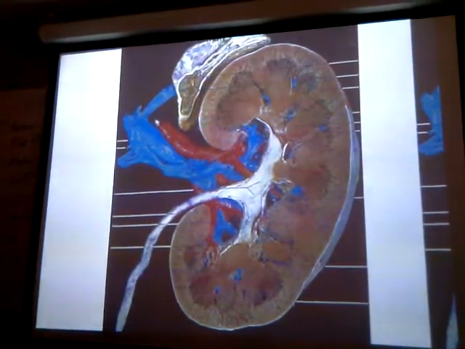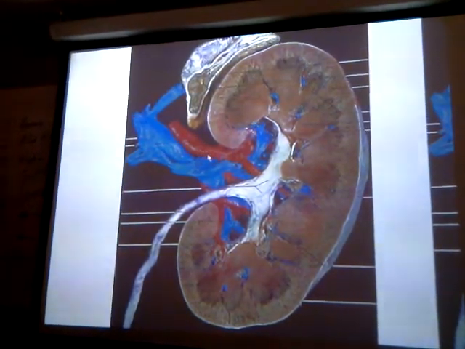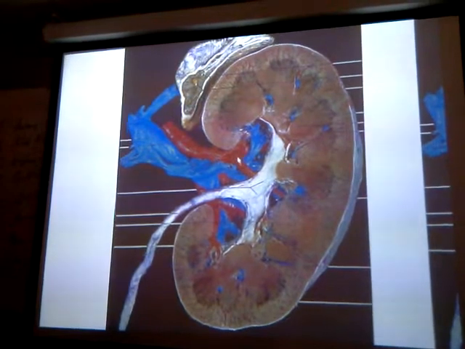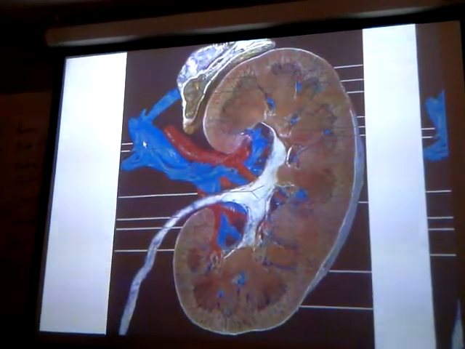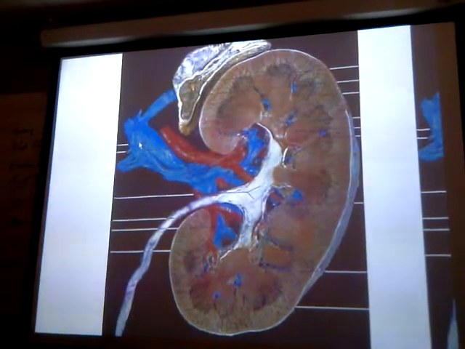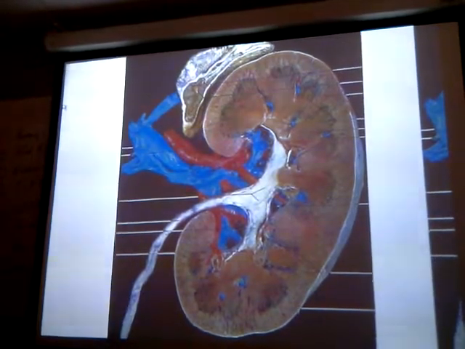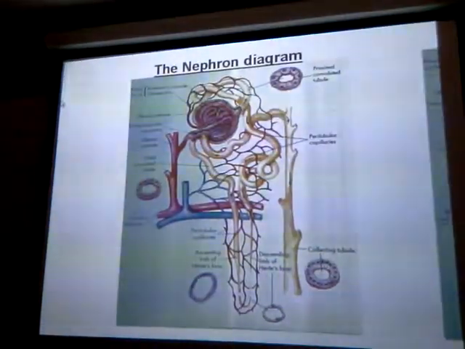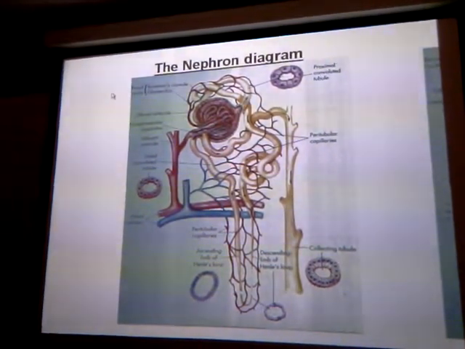So, of all the plasma that comes in here, in the blood, how much of that plasma exits here? 99%. What happened to the 1% that didn't? It went this way and becomes urine, right? And we've seen that enough, and it's similar to what we see over here on this chart.